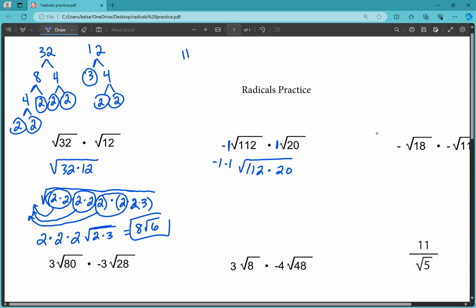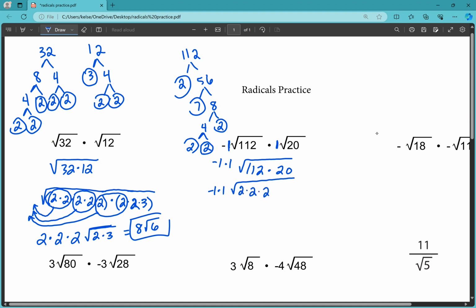It's up to you. So 112. We can do 2 times 56 for this. So 2 is prime. 56, you get 7 times 8, so 7 is prime. 8 is 4 times 2. So 2 is prime. 4 breaks down into 2 times 2. So there are our primes there. So we'll have -1 times 1. And I'm not multiplying those together just yet, just so you can see the whole process. And then I have 1, 2, 3, 4 2s, and then I have a 7.